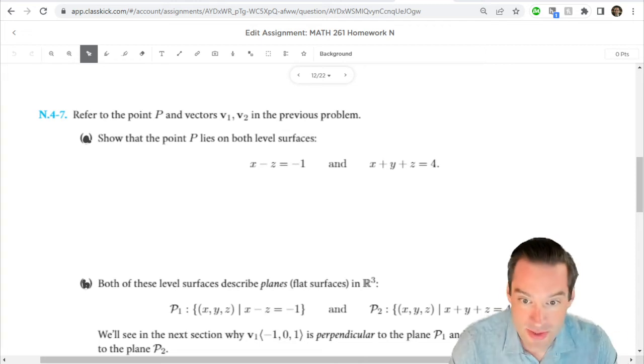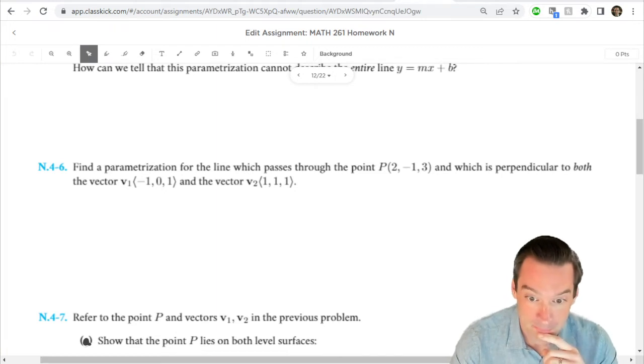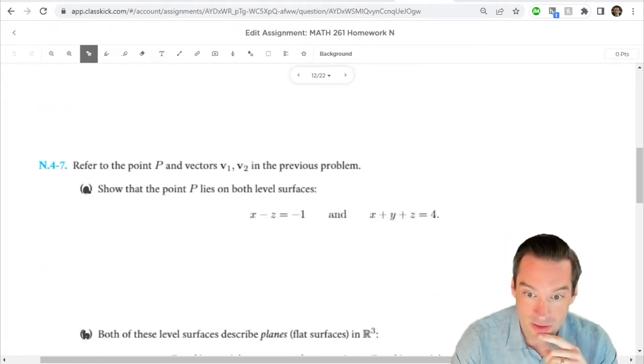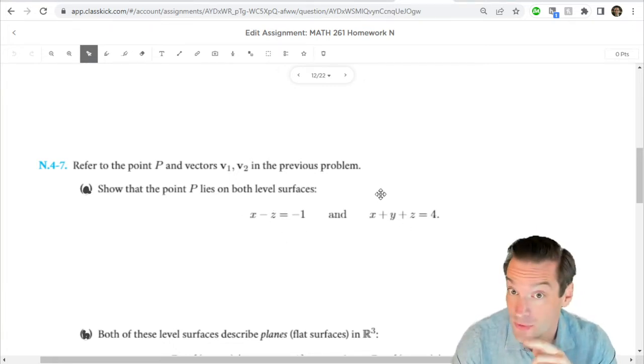So on this question, we're asked, first of all, to refer to a point and a pair of vectors from the previous problem. So here's my point P, and there's my vectors v1 and v2. And we want in this problem, first of all, to show that the point P lies on both of these level surfaces. So the level surface with the equation x minus z equals -1, and the level surface with the equation x plus y plus z equals 4.